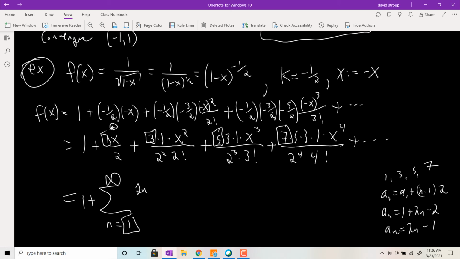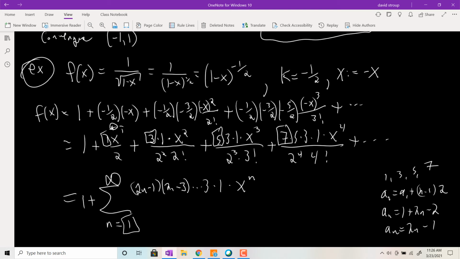So it'll be 2n minus 1 times 2n minus 3, it always goes down by 2 when you do this, and so on, times 3 times 1 times x to the, and that'll just be n because it's going 1, 2, 3.